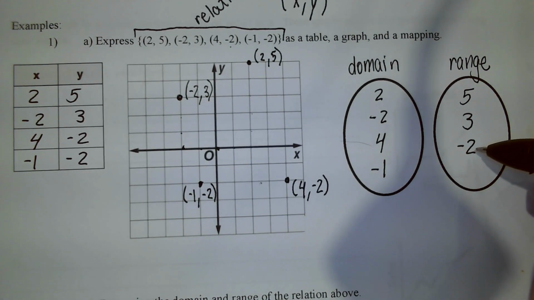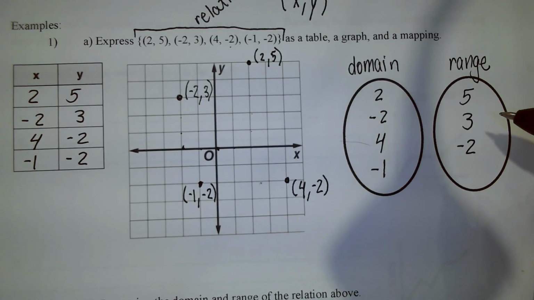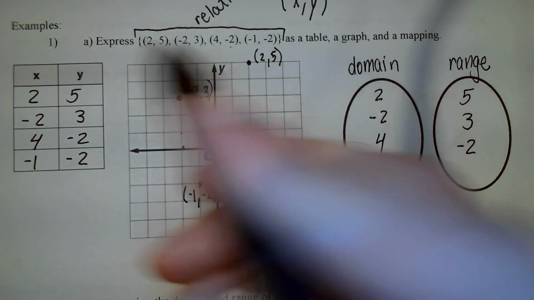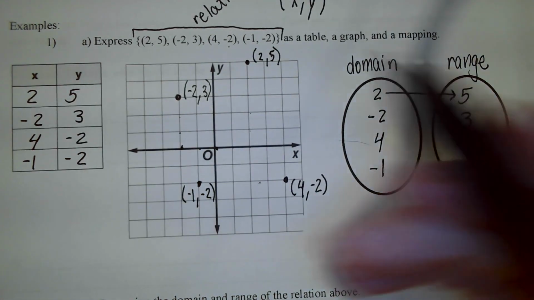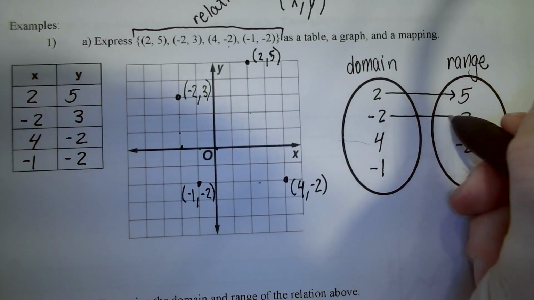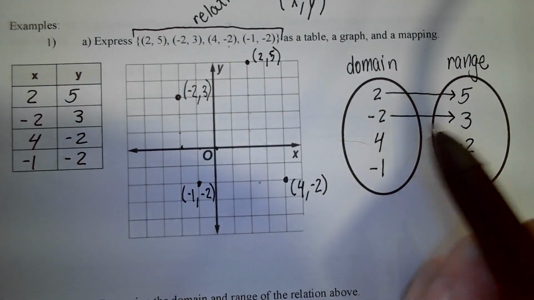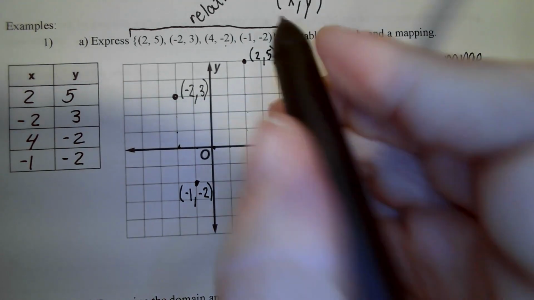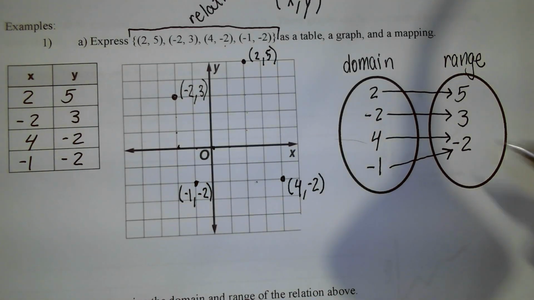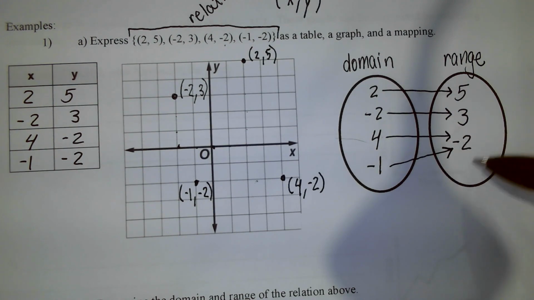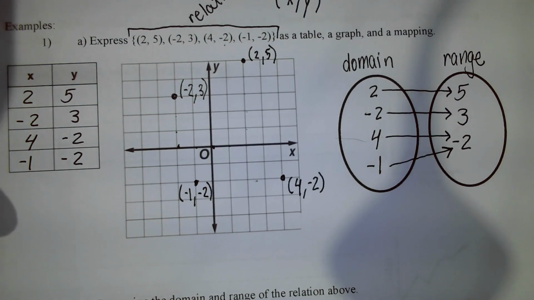So because we already have -2 here, we're just going to leave it and not write it again. It's already there. We're going to represent that it's used in a second set of data with those arrows that we talked about. So the arrows connect the points that go together. So the first one is 2, 5. So the arrow connects 2 and 5. Next was -2, 3. So -2 and 3. 4, -2. And then -1, -2. Now notice how we have two x values that have the same y value. That's going to be important in a minute.